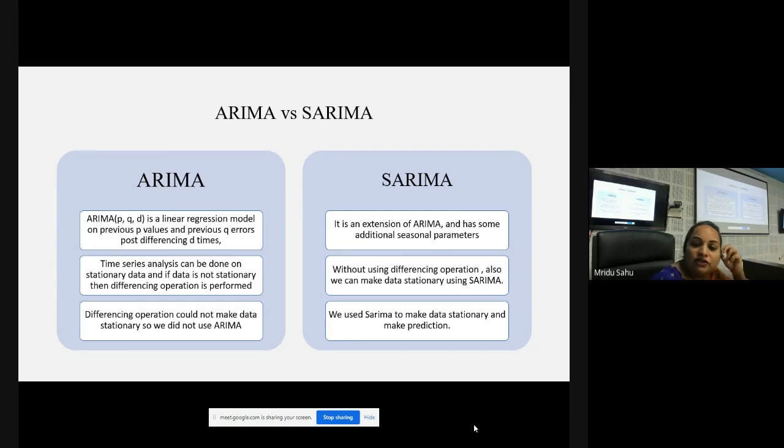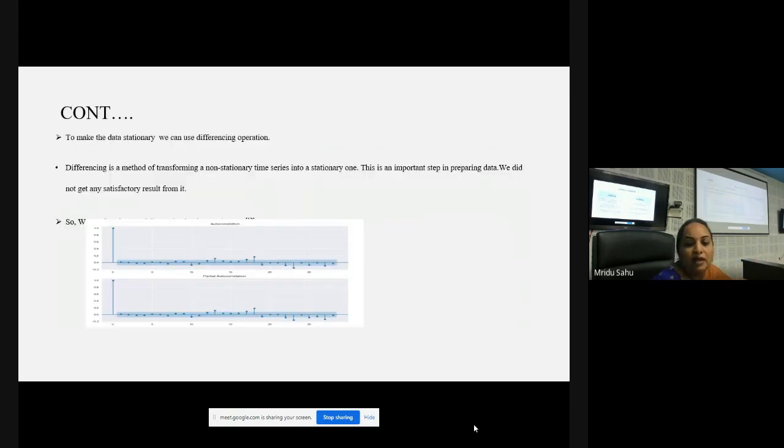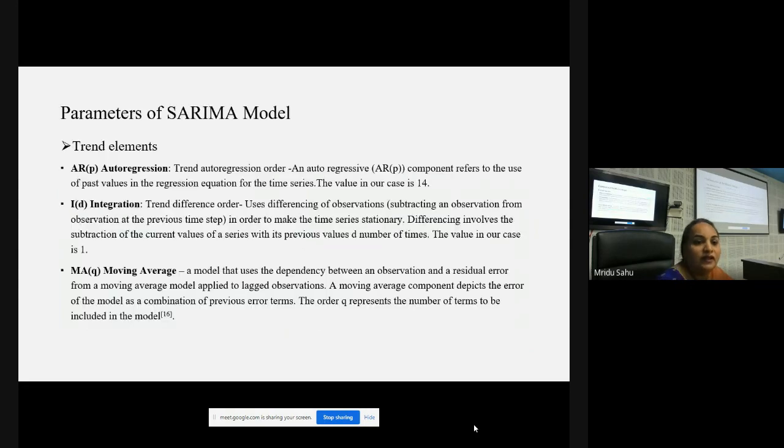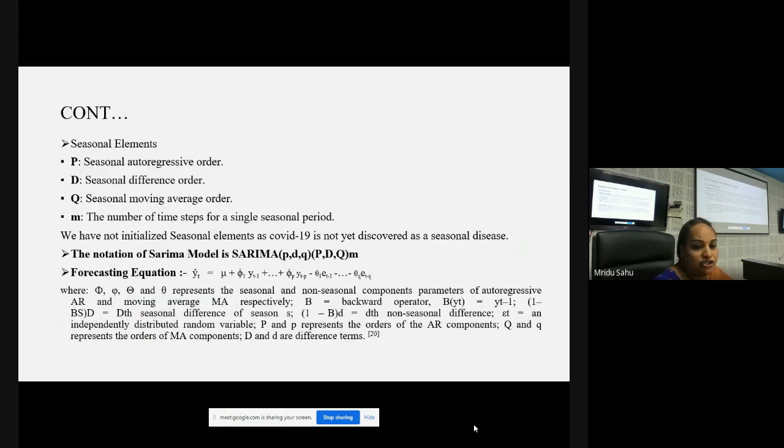So without using the differential operations, we use SARIMA to make data stationary and make predictions. So the parameters of the SARIMA model: AR is called autoregression, I is called integration, MA is called moving average.